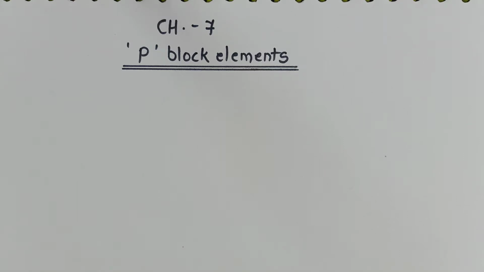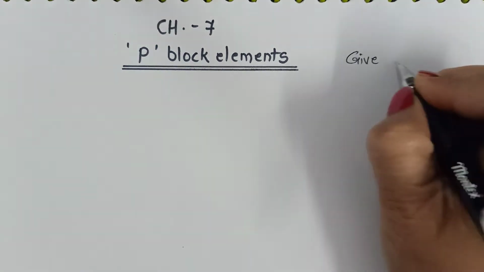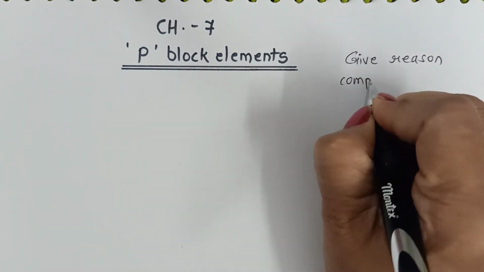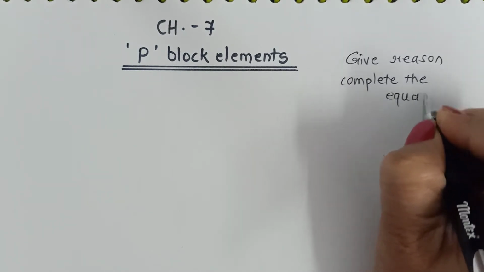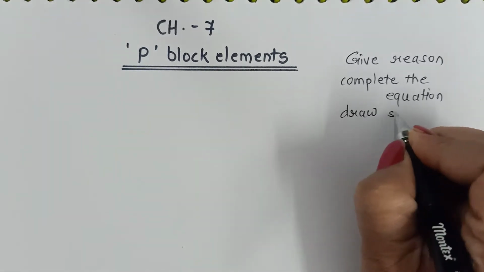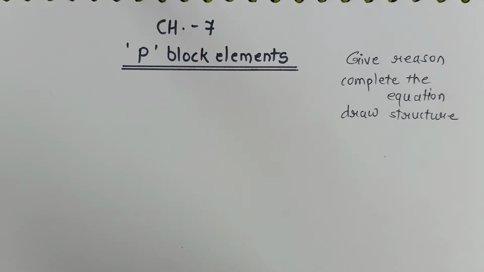Hello students, today we are going to start with the most important chapter of 12th class in organic chemistry, P block elements. From this chapter we can expect give reason type questions, complete the equation type questions, to draw the structures of various compounds. So these are the type of questions asked from P block elements.